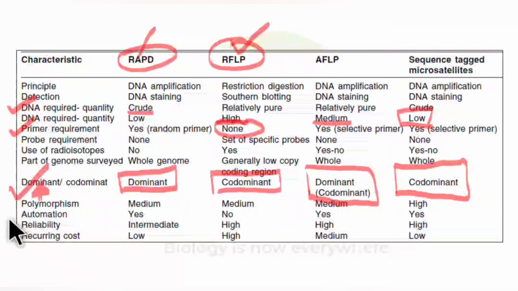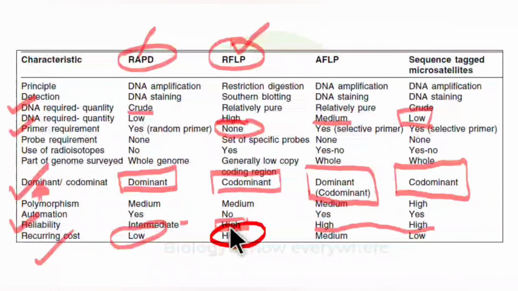And apart from that, reliability, that is how reliable the result is. So it is intermediate in case of RAPD, it is highly reliable in RFLP, and also in AFLP and sequence tagged microsatellite, the result obtained is highly reliable. And the recurring cost is very low in RAPD, high in RFLP because so much instrumentation is involved, medium in AFLP, and in sequence tagged microsatellite it is low.